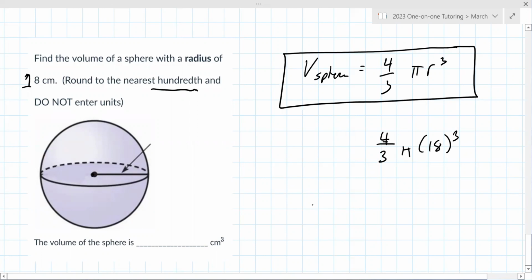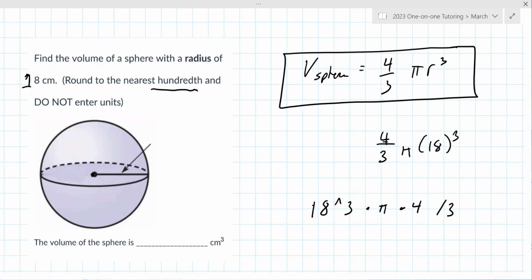One at a time. Okay, so you've got to enter it this way: 18 to the power of 3, times pi, times 4, divided by 3. You're multiplying. Times pi, times 4. 24,429.02.